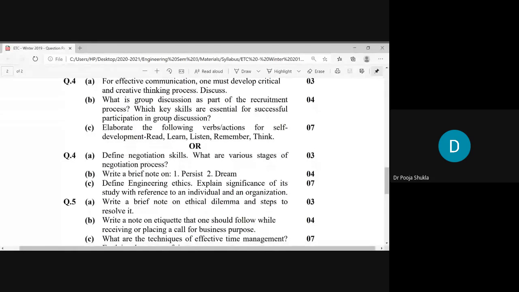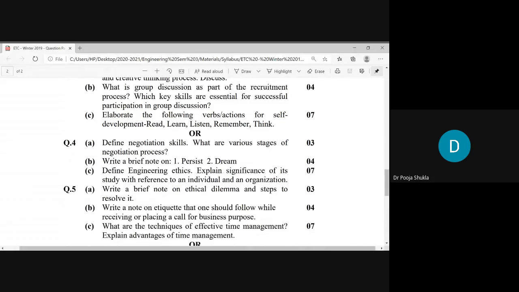Okay. Next, we have: what is group discussion as a part of the recruitment process? Which key skills are essential for successful participation in the group discussion? Now, here they're basically asking you how the recruitment process happens with the help of group discussion. You can say group discussion has become an inevitable part of any recruitment process. If you remember, we had taken a setup that in the venue of a given company, people are divided into groups of 10, given a topic, and they discuss.